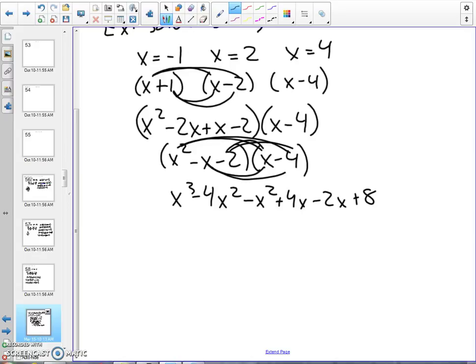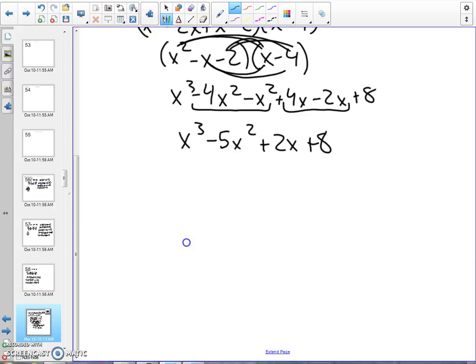From there, then, I just want to combine any like terms that I might have. So x to the third, negative 5x squared, plus 2x plus 8. And that would be my final polynomial. All right, let's look at another one.